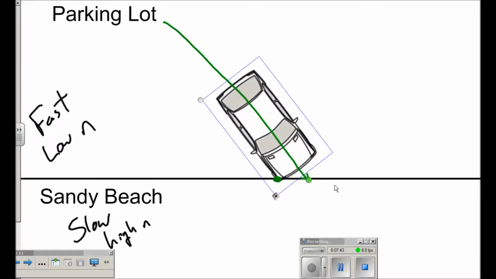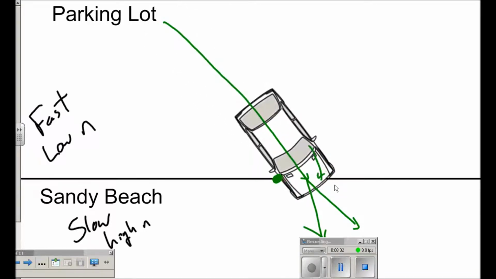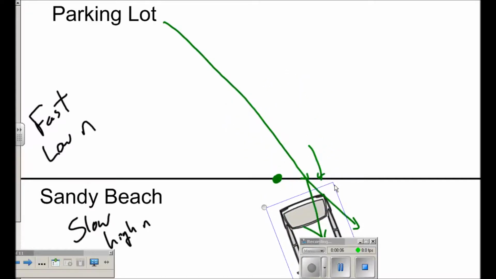Unfortunately I can't get this to rotate exactly the way I want it to, but basically this corner of the car slows down and the other keeps going faster, and it causes the car to pivot so that instead of just going straight through this way, it bends and goes this way. So the car is going to go this way, then when it hits the sand, it turns and goes this way.